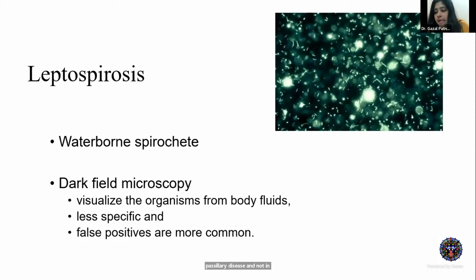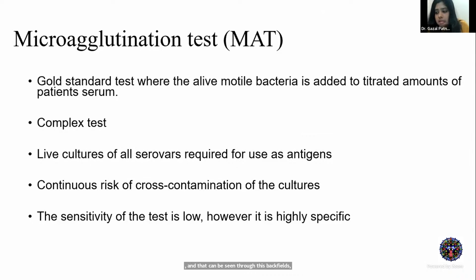Leptospirosis is a waterborne spirochete infection. Dark field microscopy can visualize the organism from body fluids. Microagglutination test is the gold standard, where we see live motile bacteria being added to titrated amounts of the patient's serum. So if the serum has antibody, then agglutination happens, and that can be seen through dark field microscopy. Sensitivity is very low, however, it is very specific.